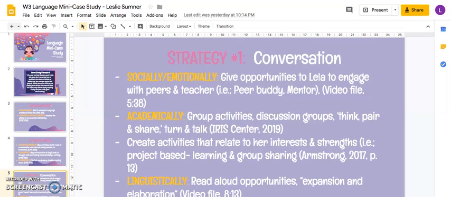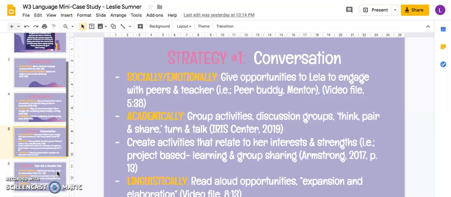And then implementing conversation in various subjects during class time is another support for her to develop language and to have more effective communication skills. Ideas of this would be having group activities that share or highlight her interests. Other ideas would be turn and talk, discussion groups, or think, pair, and share. Regarding the linguistic context, giving her an opportunity to read aloud and to also answer guiding questions that prompt her to expand or elaborate might challenge her to express herself using deeper thinking and language.